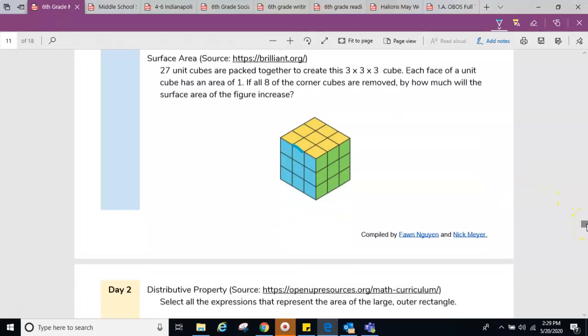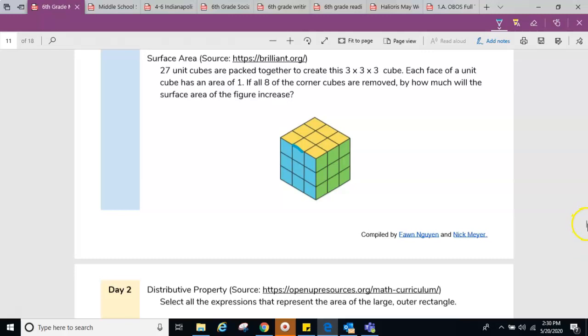Surface area. 27 unit cubes are packed together to create this 3x3x3 cube. Each face of a unit cube has an area of 1. If all 8 of the corner cubes are removed, by how much will the surface area of the figure increase? So you're going to need to think about surface area in this one and what surface area actually is. So you might have to look that up if you don't remember.